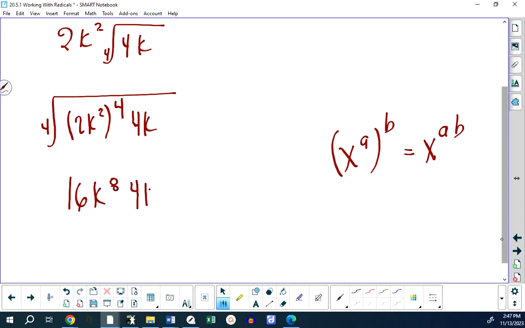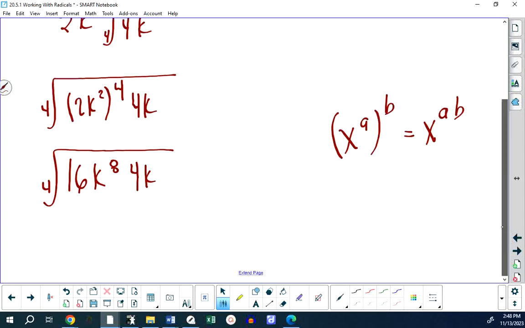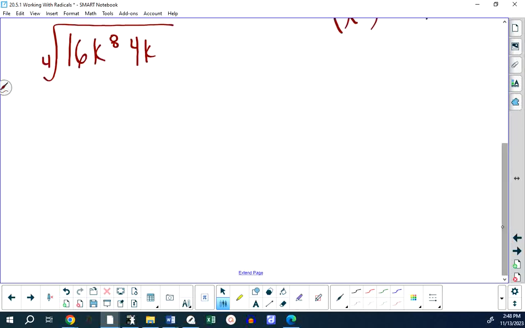And then we have another 4k. Again, I don't really care how you get here. This is not written response. This is finding out equivalent expressions. And now we can go 16 times 4 and k to the 8 times k to the 1. And I get the 4th root of 64k to the 9. Any questions with that one?